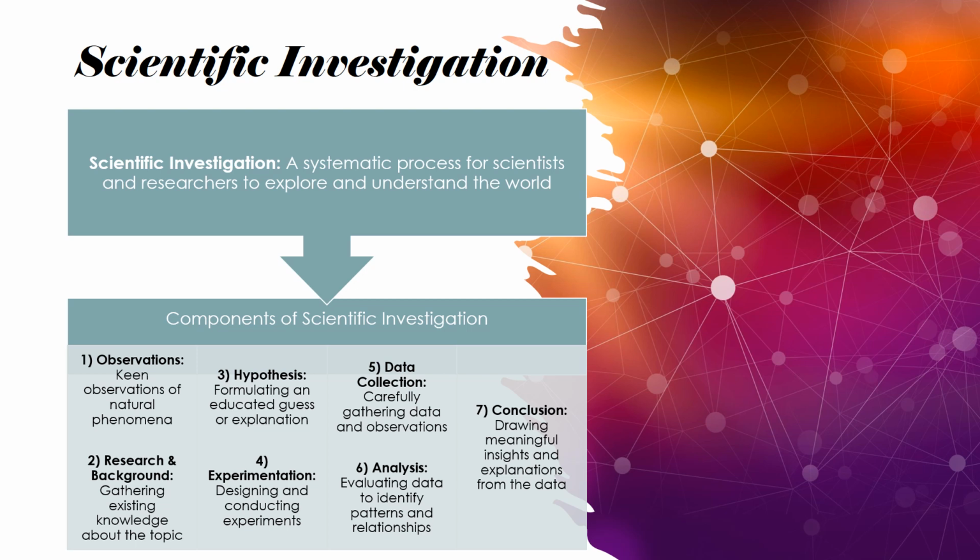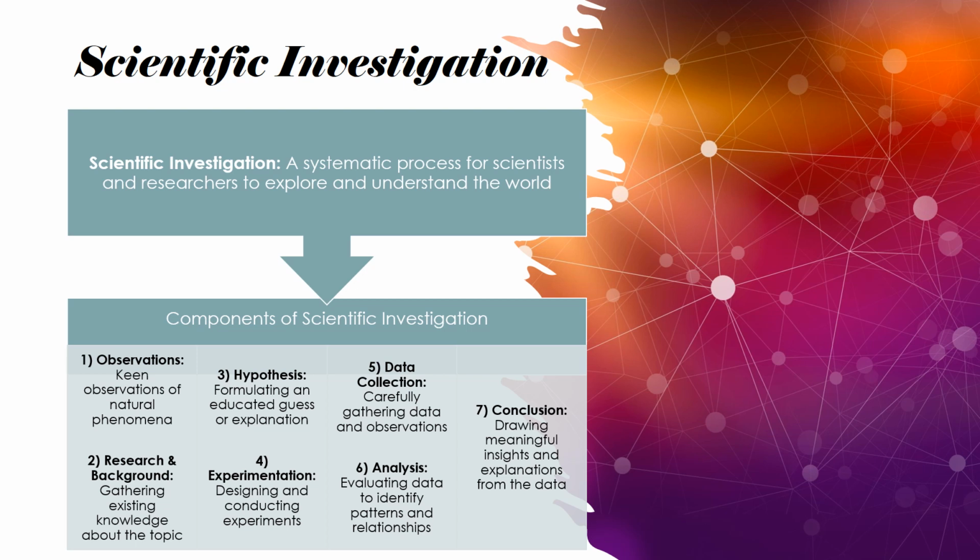secrets of nature. The components of scientific investigation are as follows. 1. Observations. It all starts with keen observations. We notice something interesting or puzzling in the world, like plants growing towards the sunlight, and we want to understand why it happens. 2. Research and background. Next, we gather information through research. We study what others have discovered about similar phenomena, which helps us build a foundation for our investigation.